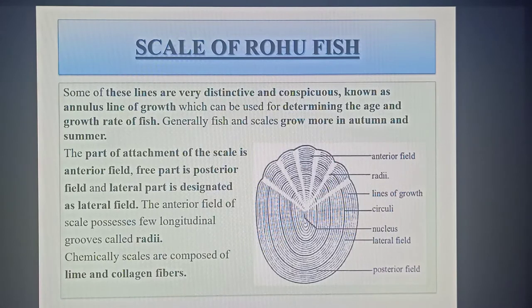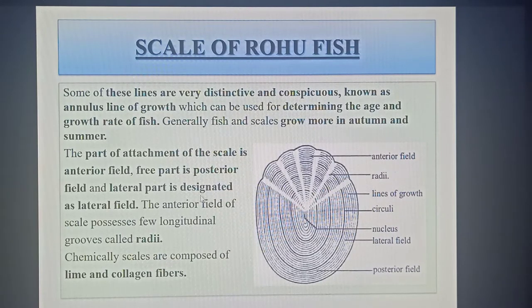The part of attachment of the scale is called the anterior field. This is the anterior field. This is the attachment site. And this is the free part. This free part is called the posterior field. And this is the lateral part. It is called the lateral field.